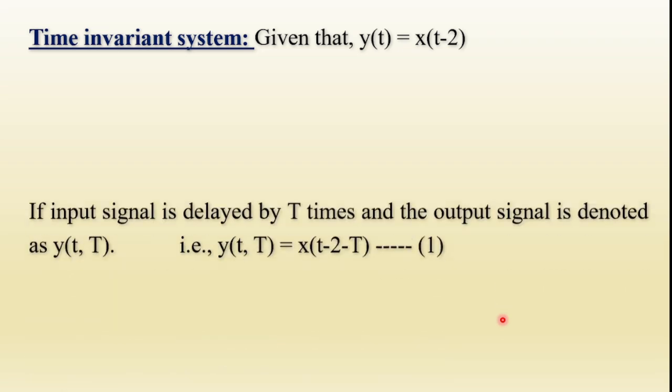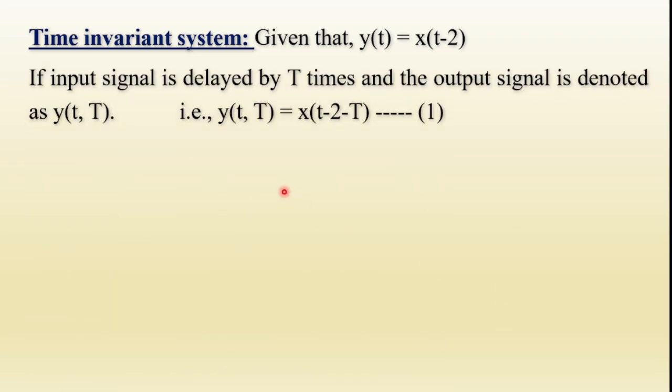And step one is, and this is the given system. In this given system, y of t is an output of the system, and x of t is an input to the system. If the input signal is delayed by capital T times, in this case, the resultant output signal is denoted as y of t comma capital T.